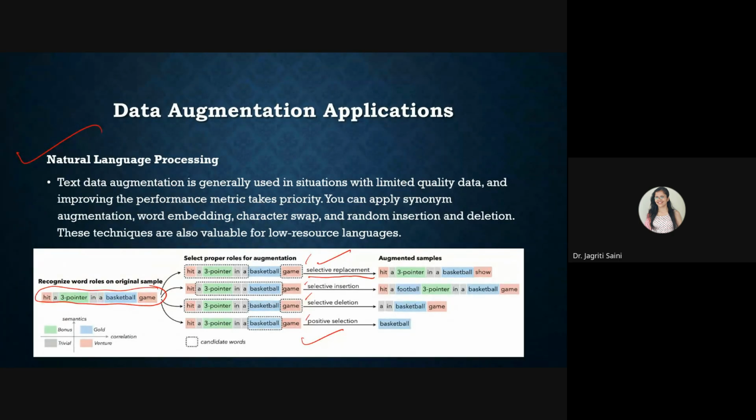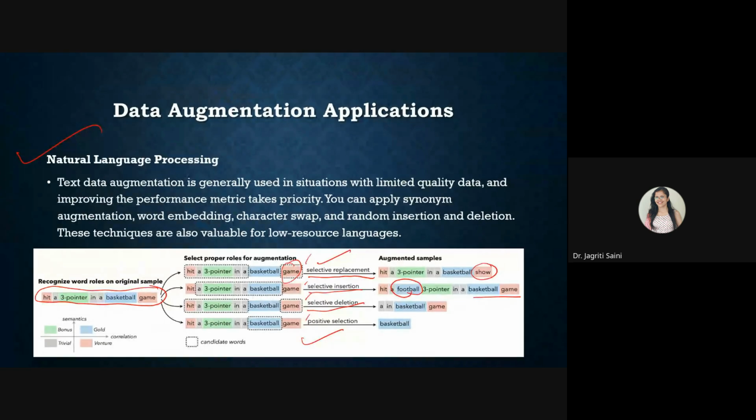So what we have done is, this game we have replaced with show over here. Then selective insertion we have done. In this case, we have added some information, right? Like your football we have inserted here, and then just some random insertions we have done, depending upon what is good for your data. Definitely based on that only we'll do insertions.